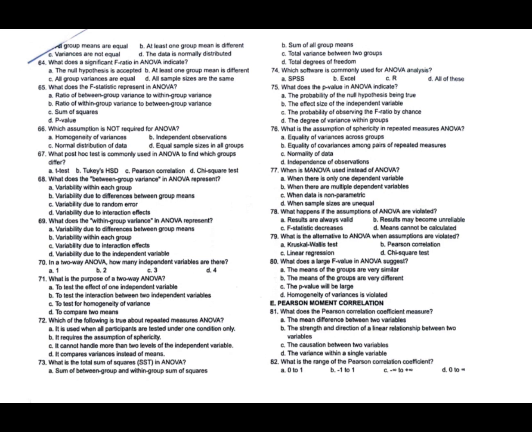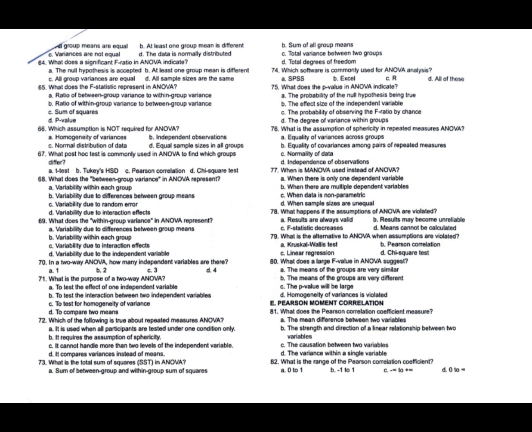77. When is MANOVA used instead of ANOVA? It is used when there are multiple dependent variables. Letter B. What happens if the assumptions of ANOVA are violated? So the answer is results may become unreliable. Letter B. What is the alternative to ANOVA when assumptions are violated? So the alternative is the Kruskal-Wallis test. What does a large F value in ANOVA mean? It means that the means of the groups are very different.